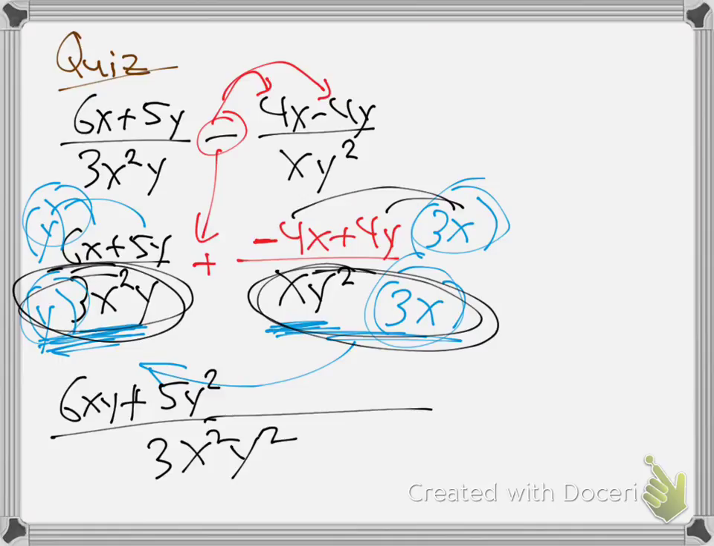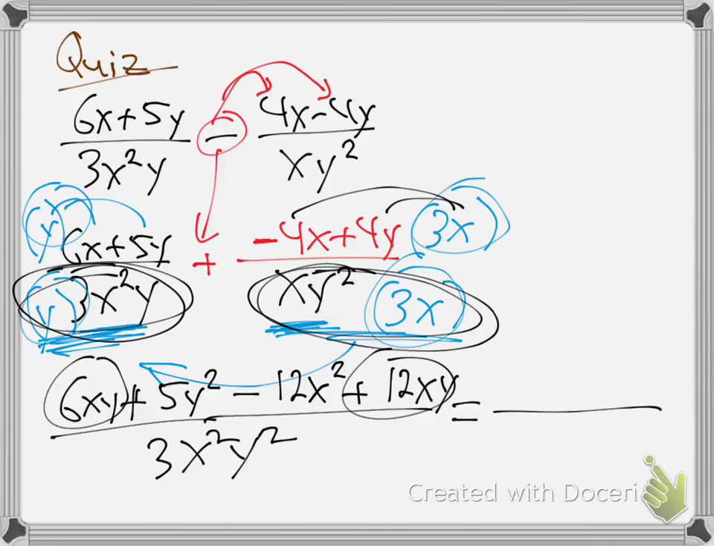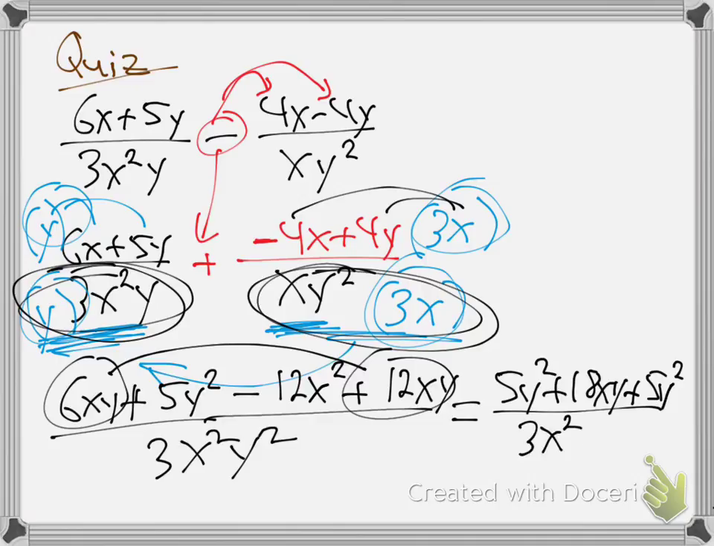What happens here? Boom, boom. So that's minus what? 12x squared plus 12xy. That's just like it, right? Oh, no, can we? Oh, I guess this and this can combine as like terms, huh? And then we're done. It doesn't matter what order you do that in. Doesn't matter at all. Maybe I'll just put the y squared in the front. Who cares? 6xy and 12xy. What's that? 18xy and 5y squared over 3x squared y squared.